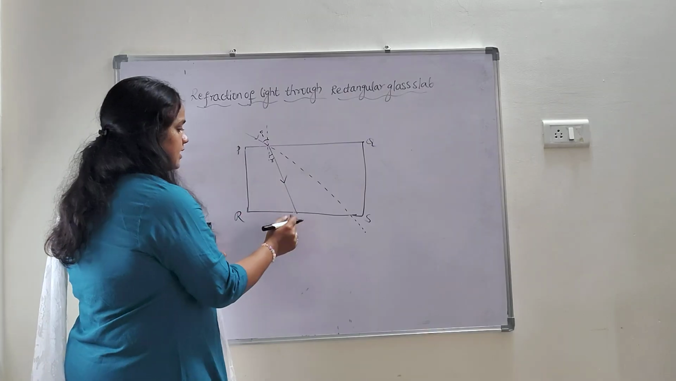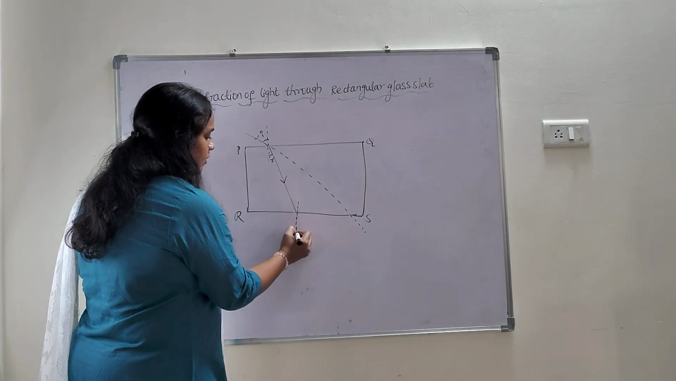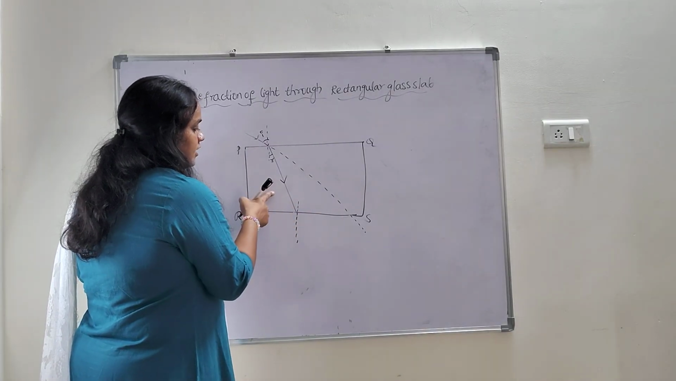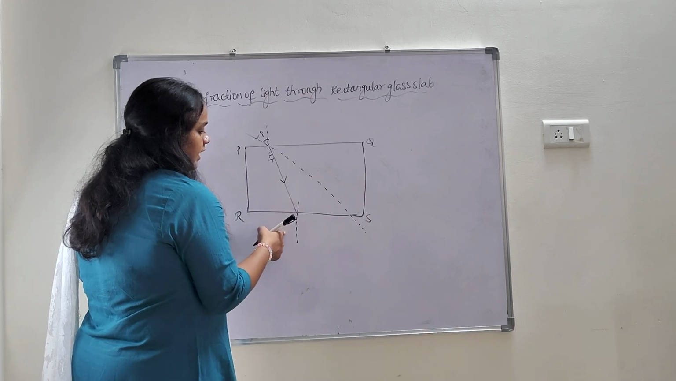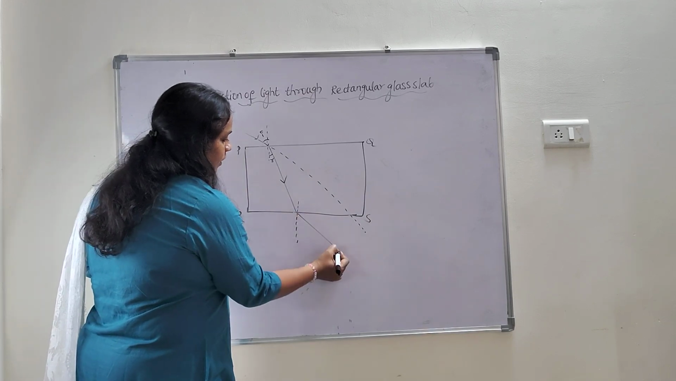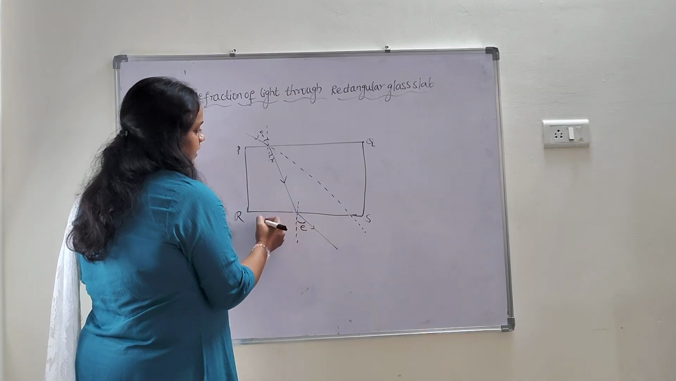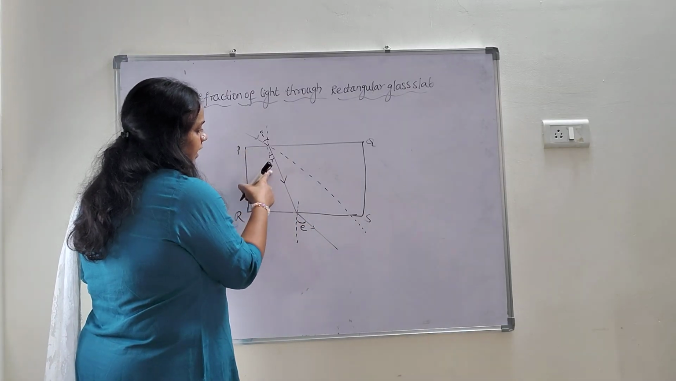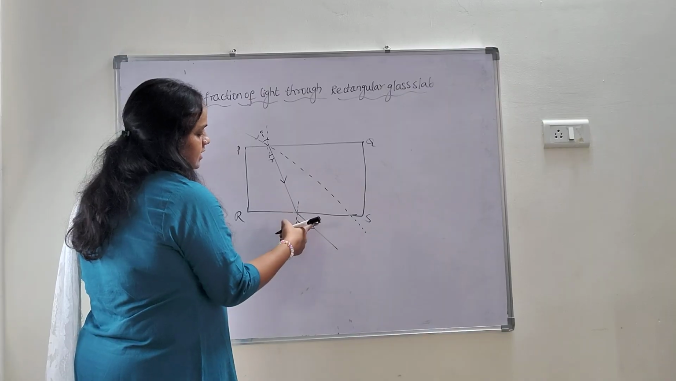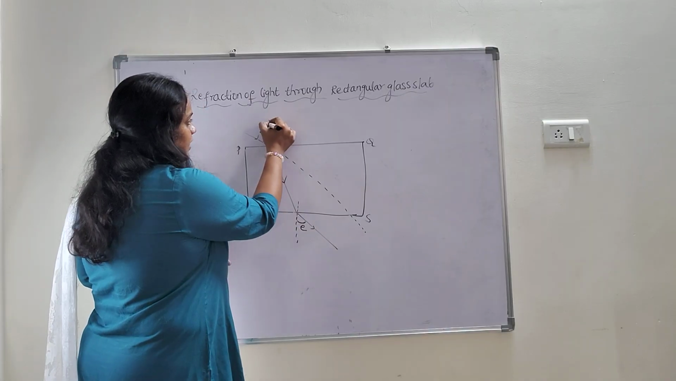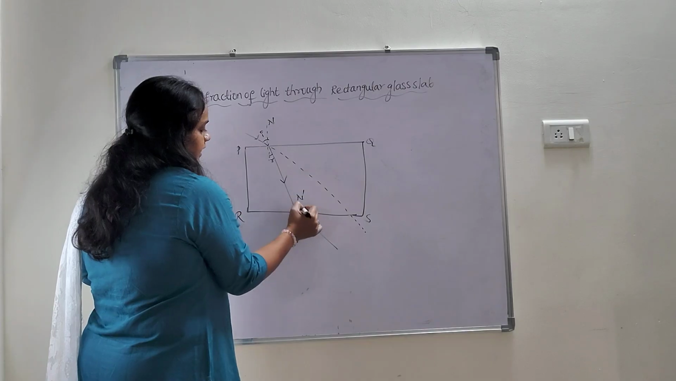Now, as it is touching again, we get the normal. When the ray of light is moving from denser to rarer, it bends away from the normal. This is called the emergent ray. This is the angle of incidence, angle of refraction. This is the emergent ray. And this is normal N and this is N dash.